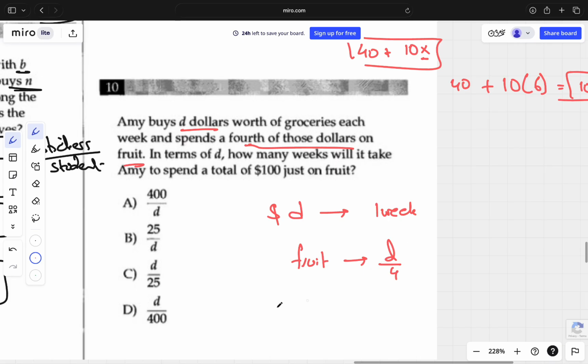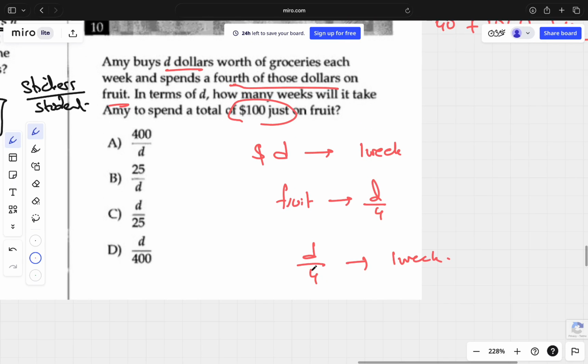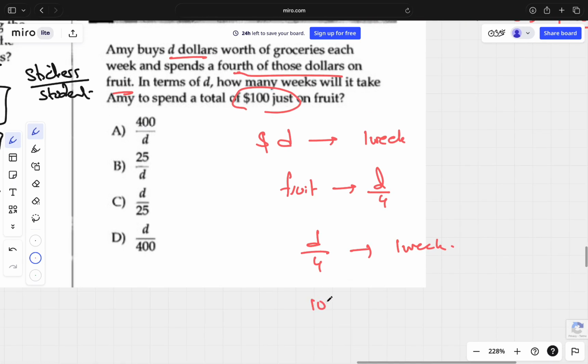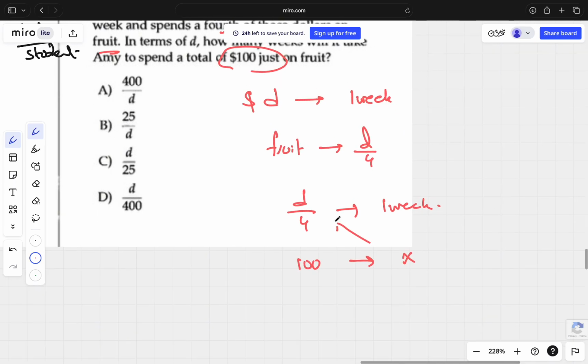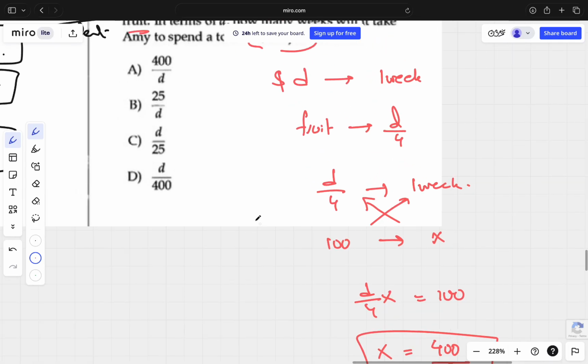So D over 4 in 1 week. So she's planning to spend $100 on fruit. This is fruit, so $100 means x weeks. So you cross multiply, that's going to be this with this, this with this. So it's D over 4 times x is equal to 100, and then x is equal to, 4 goes up, so that becomes 400, and then the D can come down, 400 divided by D. So we get 400 divided by D, and that will be your answer.